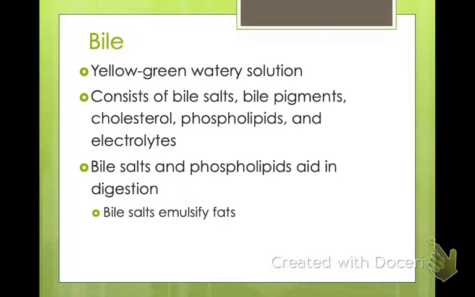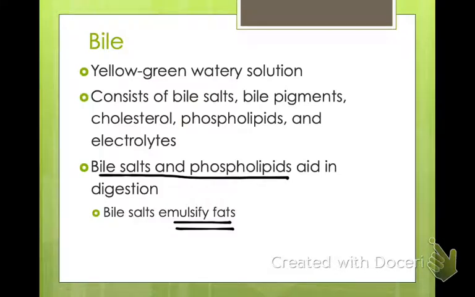So bile does consist of bile salts, biopigments like bilirubin, and cholesterol. We all know what cholesterol is, phospholipids, and electrolytes. Remember, cholesterol and phospholipids, those are all things that we talked about in the lipid chapter, and electrolytes are there as well. And electrolytes would be things like your sodium ions, your potassium ions, things like that your body uses. The bile salts and the phospholipids are what aid in digestion because they're going to emulsify fats.